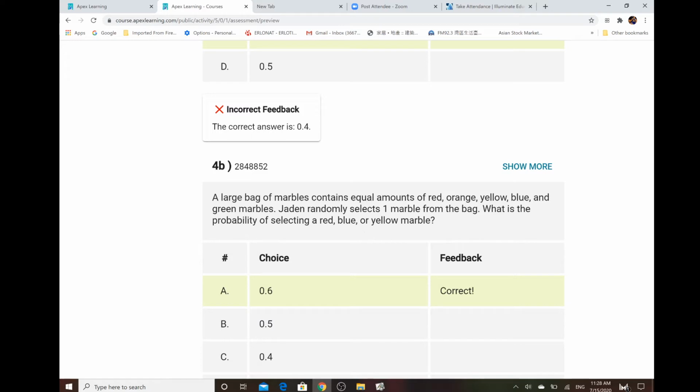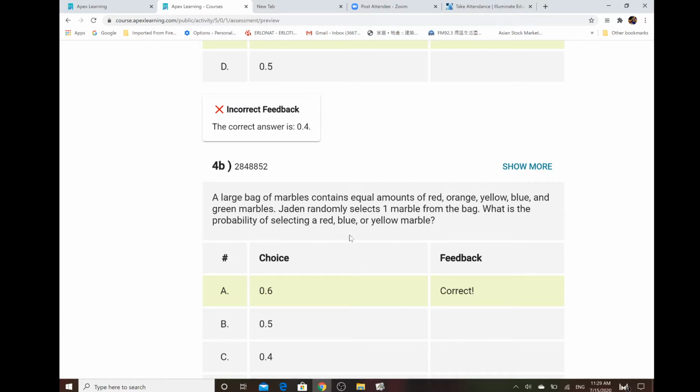So the probability of selecting a red or blue would be 2 out of 5. So 2 out of 5 plus 1 over 5, then that would be 3 over 5. And then 3 divided by 5 would be 0.6.